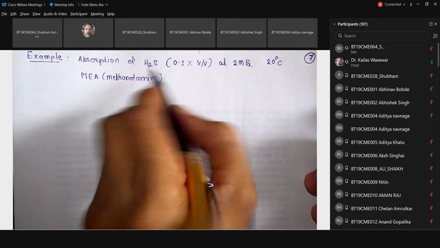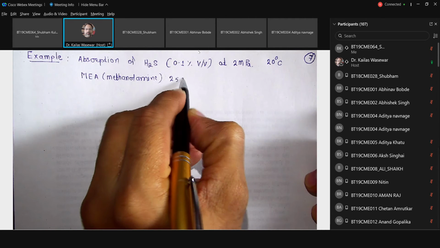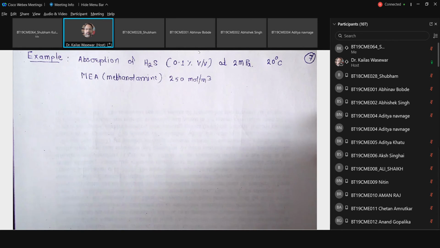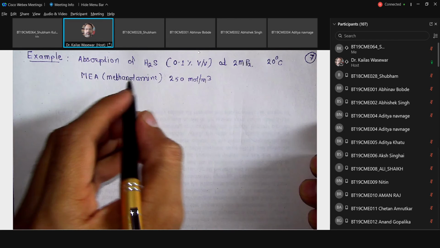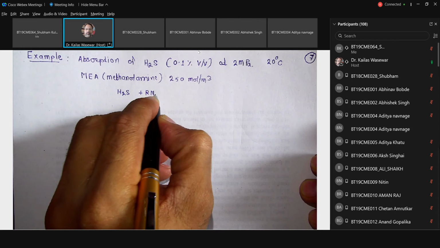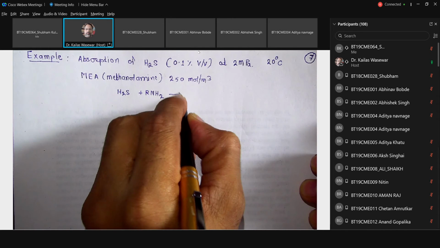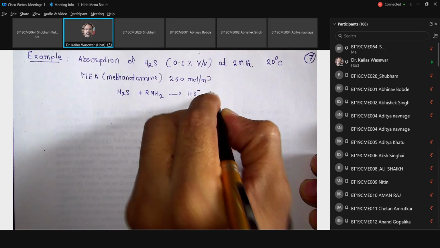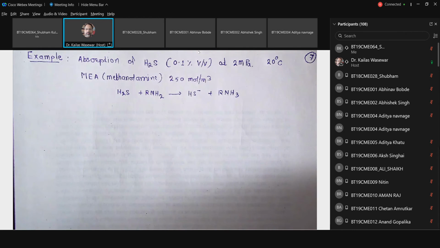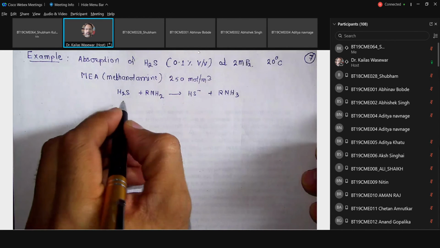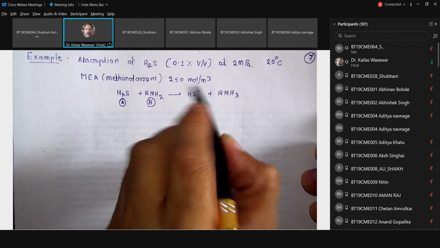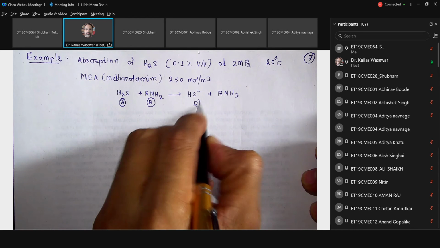It has said that the percent with the 250 moles per meter cube. Okay, so MEA is 250 mole per meter cube. Simple reaction, that is H2S plus RNH2 gives HS plus RNH, R representing the alkyl group. So stoichiometry constant, that is B, is so for simplification you can take A here, B here, and here is the your product.